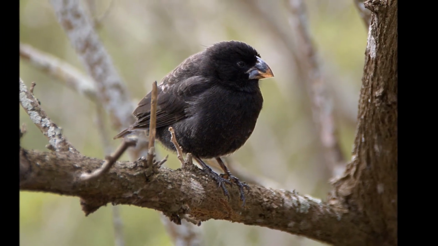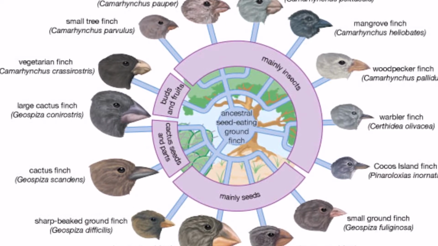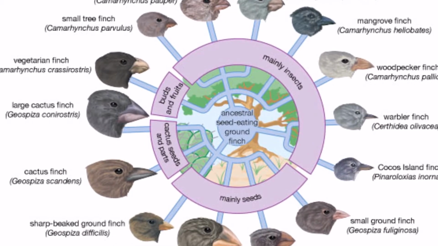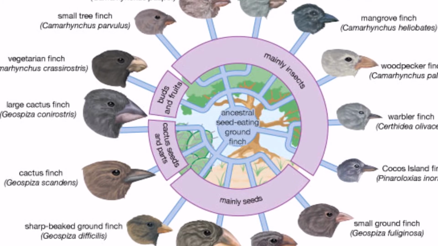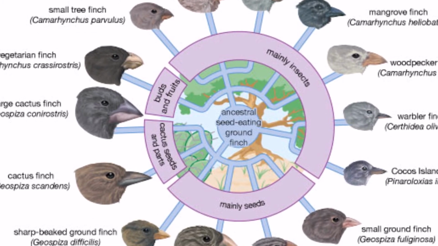In contrast, on the islands of Daphne Major and Los Hermanos, the two species do not co-occur. Thus, the distribution of beak sizes for these two species on these islands is intermediate and overlapping.